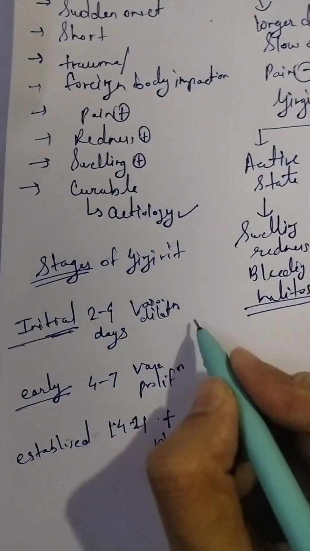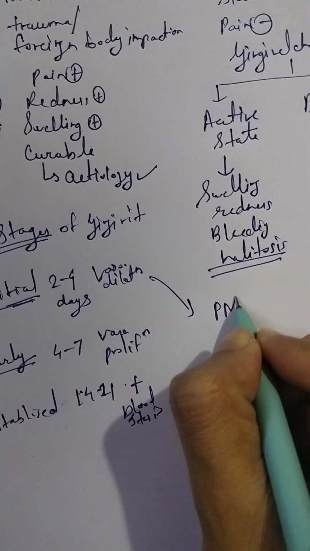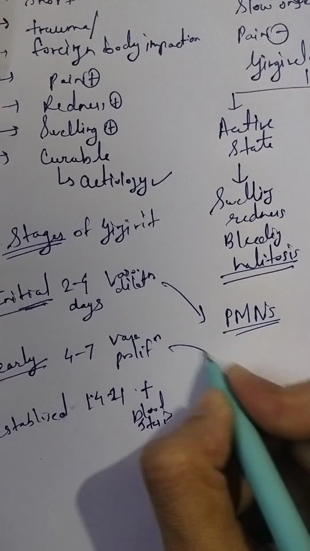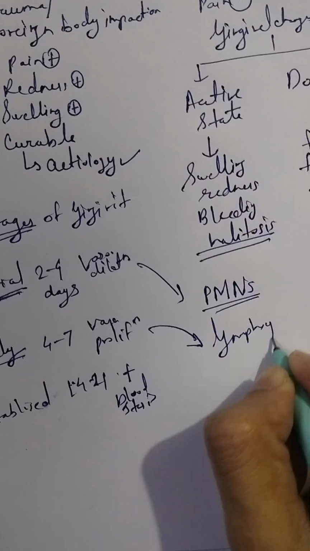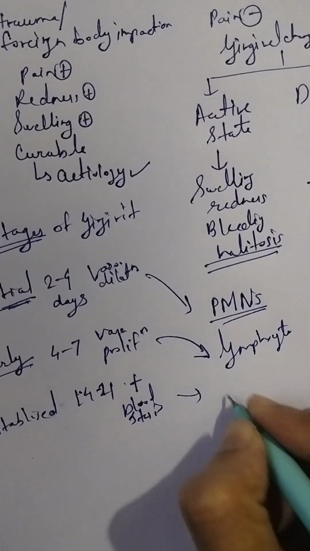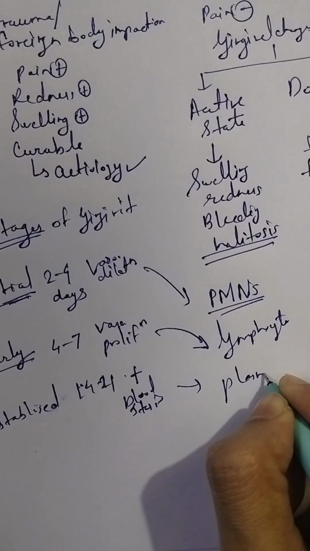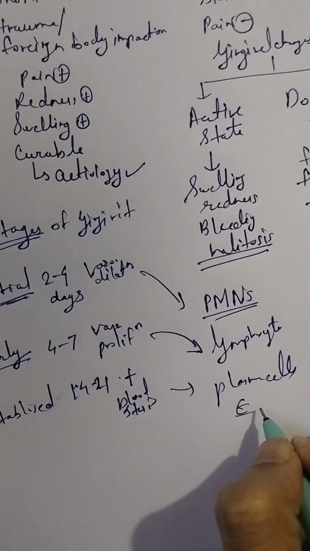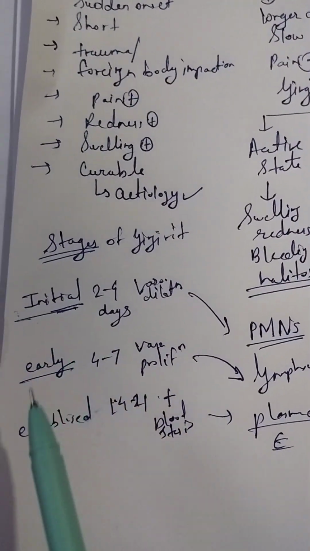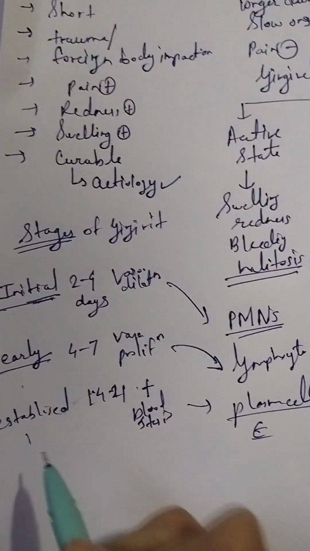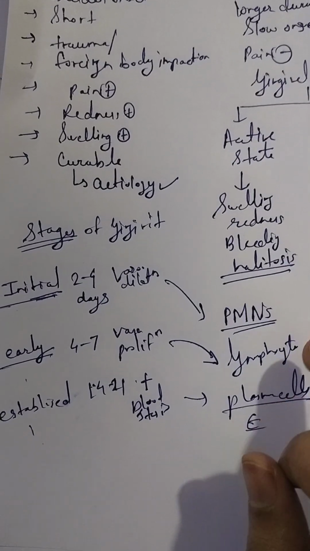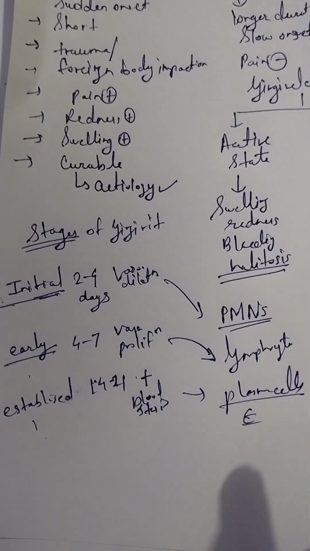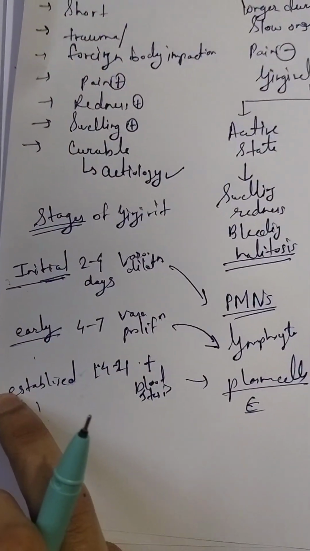In the initial stage, polymorphoneutrophils are predominantly seen. In the early stage, lymphocytes are seen, and in the established stage, plasma cells are predominant. So the first stage is the initial, then early, and then established. In the initial stage, predominantly polymorphoneutrophils are present. In the early stage, lymphocytes are present, and plasma cells are predominant in the established stage.